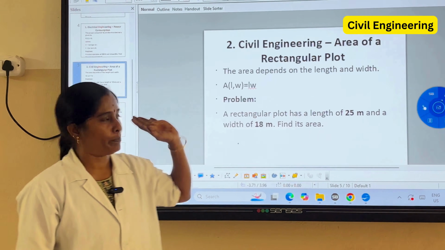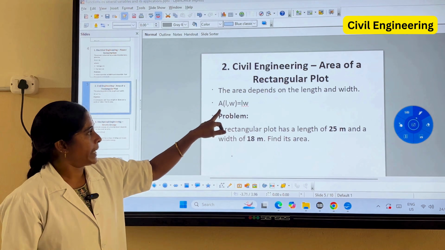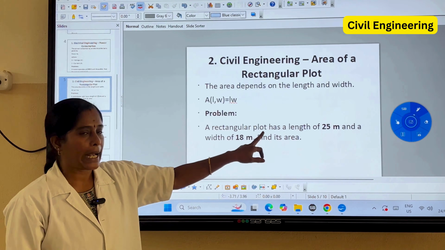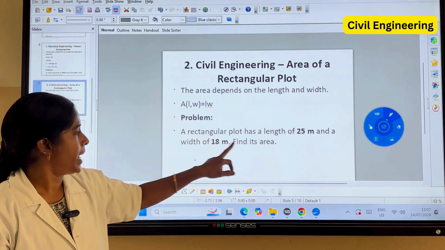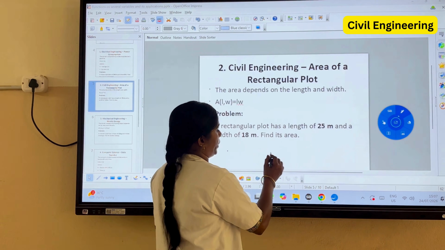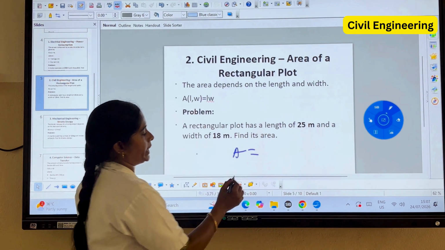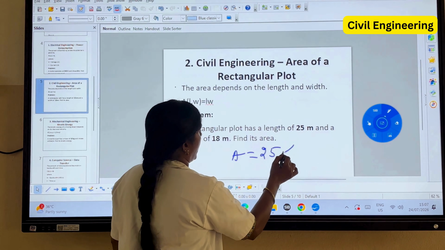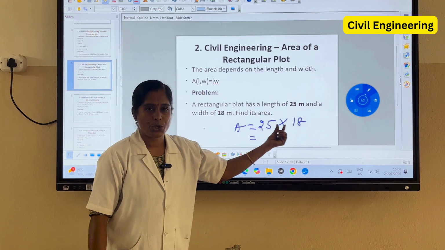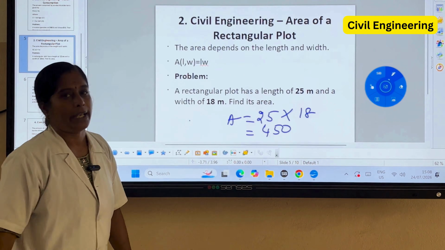Next, an application in civil engineering: the area of a rectangular plot. The area depends on the length and width, so we calculate area equal to length into width. For example, a rectangular plot has a length of 25 meters and width of 18 meters. Find its area. We know that area equal to length into width. So we take length 25 and width 18. Multiplying these two values, 25 into 18, we get 450. So we got the area value.